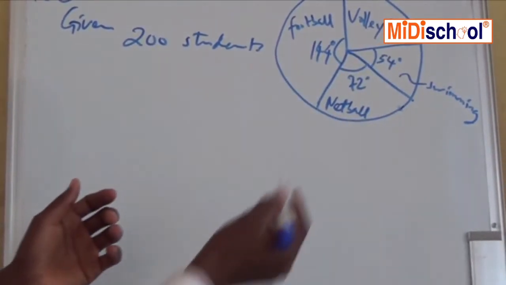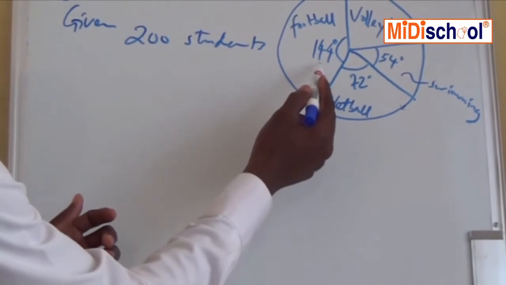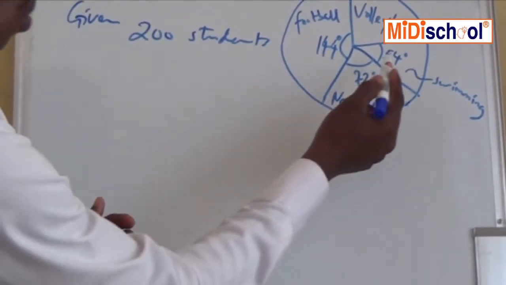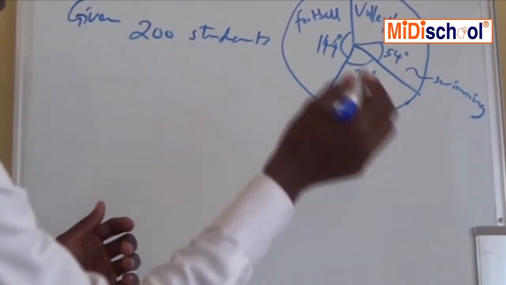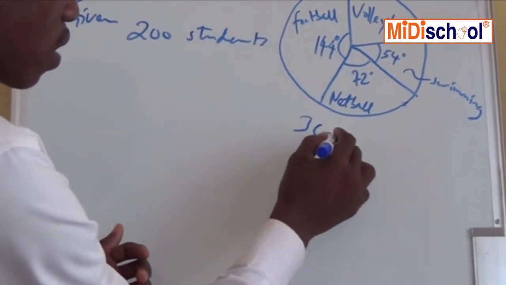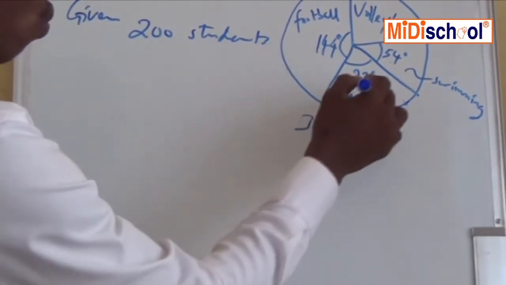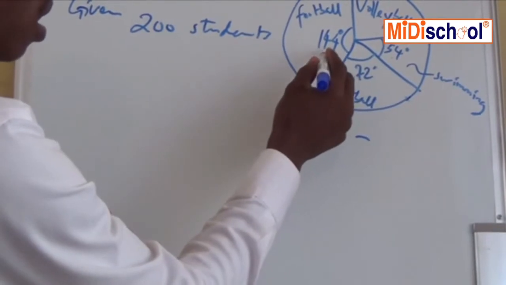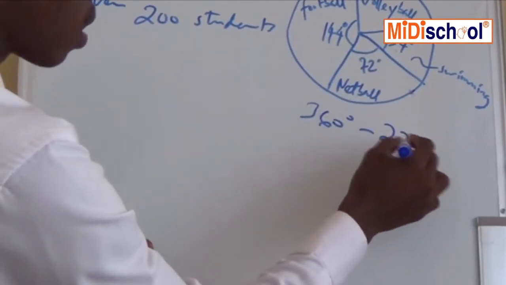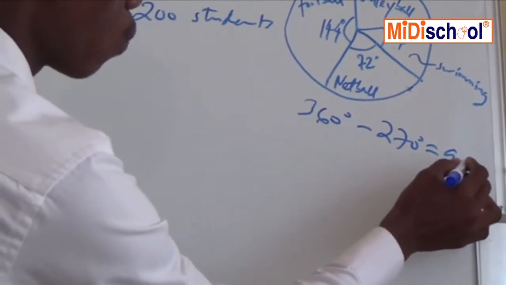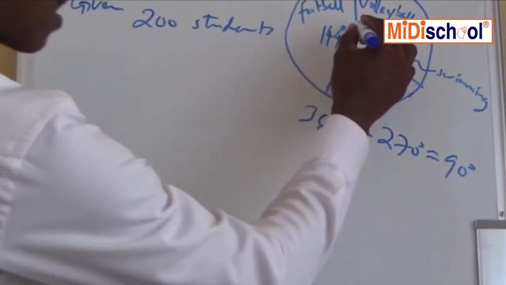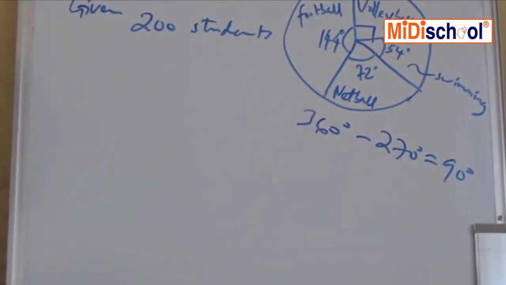Now the degrees of the volleyball is going to be obtained after you have summed 144, 72 and 54, then take 360 minus the degrees here, which is this plus this is 270, and we are going to remain with 90 degrees. So this is just 90 degrees, represented by a right angle there.